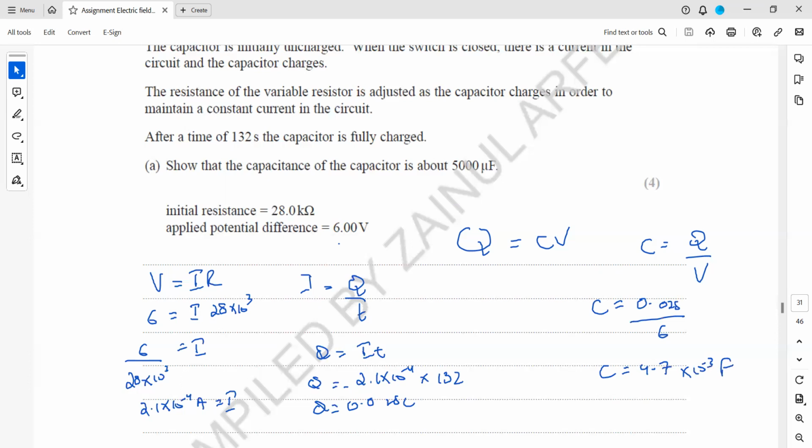So the capacitance is 5.7 times 10 to the power minus 3, which we can convert to about 5,700 times 10 to the power minus 6 farad. So it is approximately equal to 5,700 microfarad, or about 5,000 microfarad.